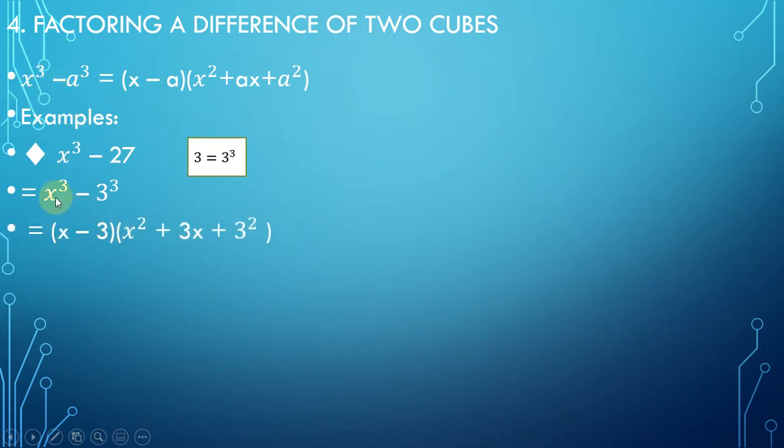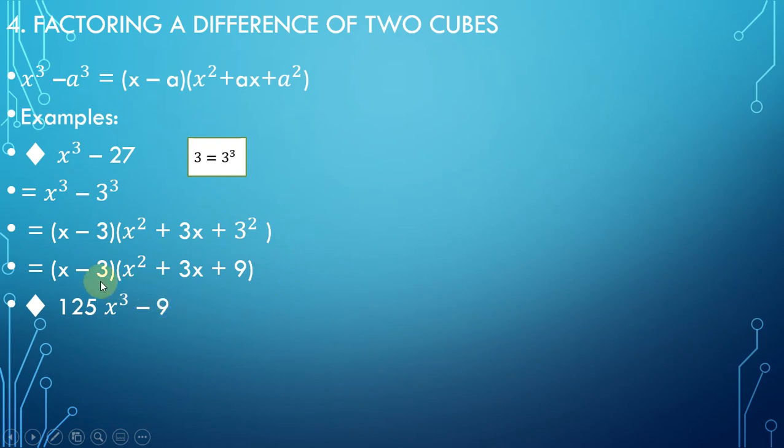So our x is x, our a is 3: x minus 3 times x squared plus 3x plus 3 squared. So we have now x minus 3 times x squared plus 3x plus 3 squared, which is equal to 9. So therefore, this will be our answer.